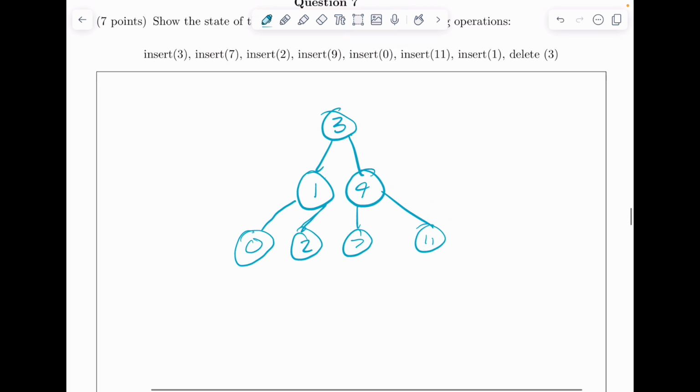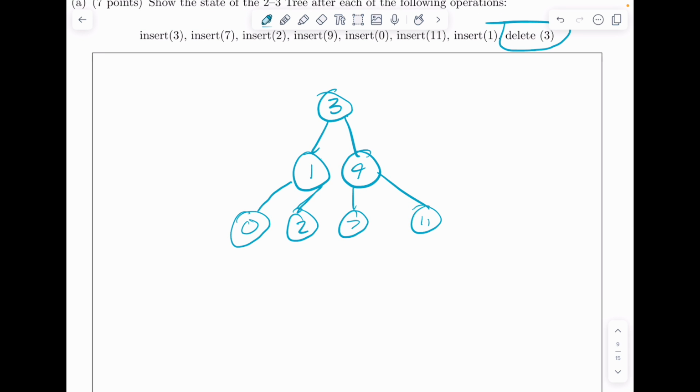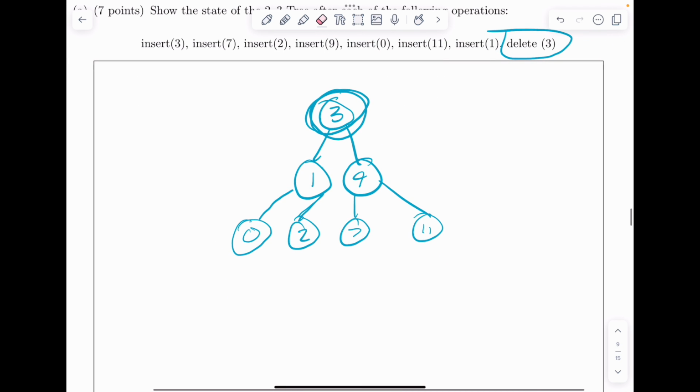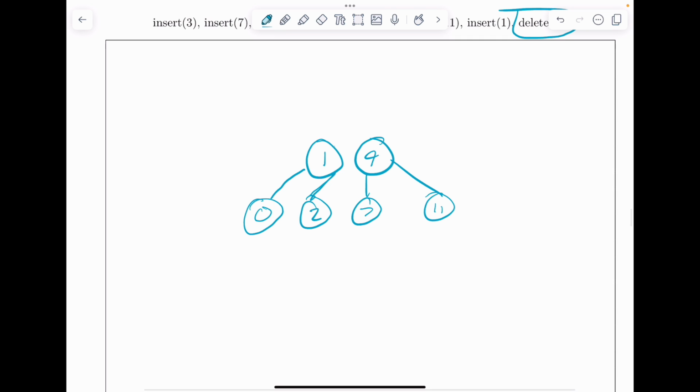Everything is jolly, but look what they threw at us. We now need to delete 3, which is the very root of everything that we've put here. So that's a problem. Let's see what happens when we try to erase it. This is now 2 different trees, which is not good. So let's try to merge them.